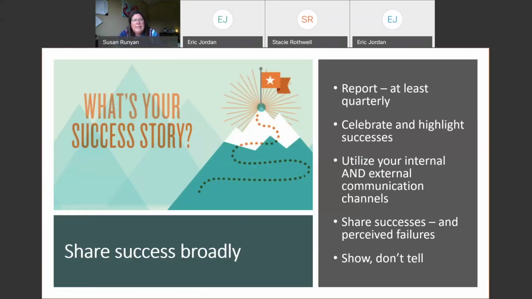I want to basically summarize. You should be celebrating your successes. What is telling your story of success? Report somewhere, at least quarterly. Keep the data. If you've got a quality bulletin board, I hope you do. That's the first thing I do when I go in and evaluate a quality program at an organization.